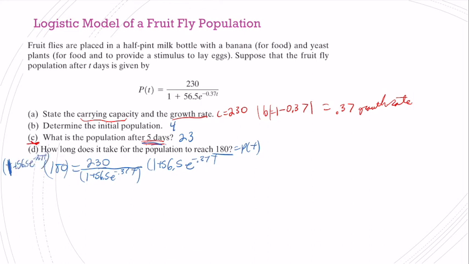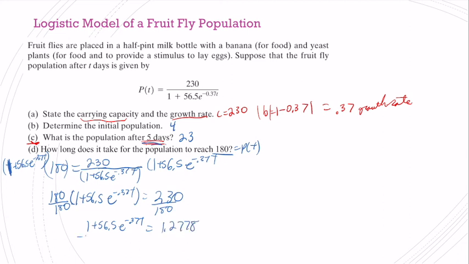It takes a long time to write, but that's okay. So I have 180 times 1 plus 56.5 e to the negative 0.37t equals 230. And again, remember, our goal is to get the e all by itself so we can take the natural log of both sides. First thing I'm going to do is, remember that this isn't 180 equals, this is 180 times. So I can divide both sides by 180. That gives me 1 plus 56.5 e to the negative 0.37t is 1.2778.